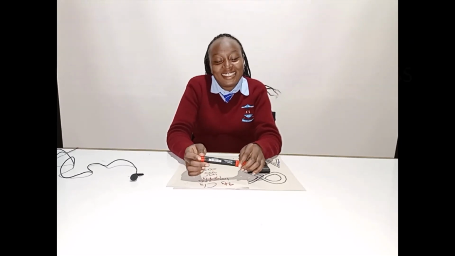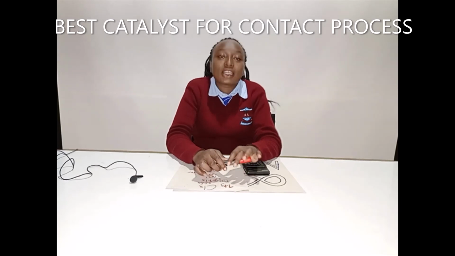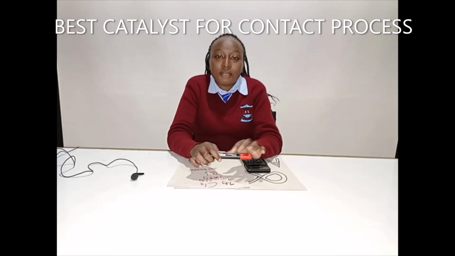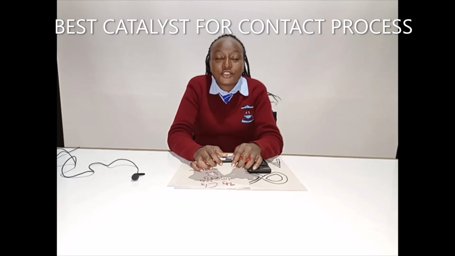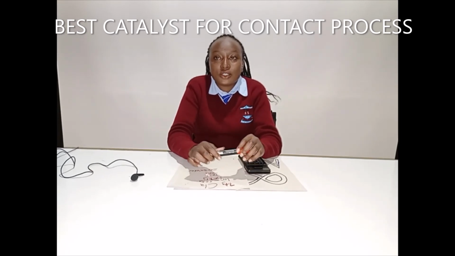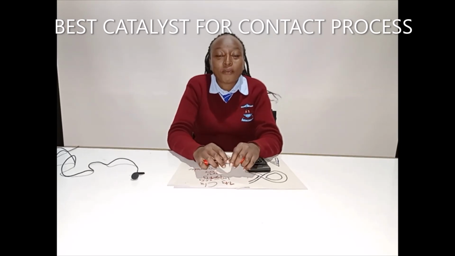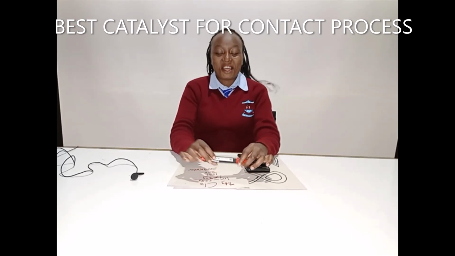The best catalyst to be used for contact process. Vanadium 5 oxide. Okay, why not platinum? Vanadium 5 oxide, it is cheap, hence is not easily poisoned. Okay, those are 2 points. It is cheap, and the other one, it's not easily poisoned.